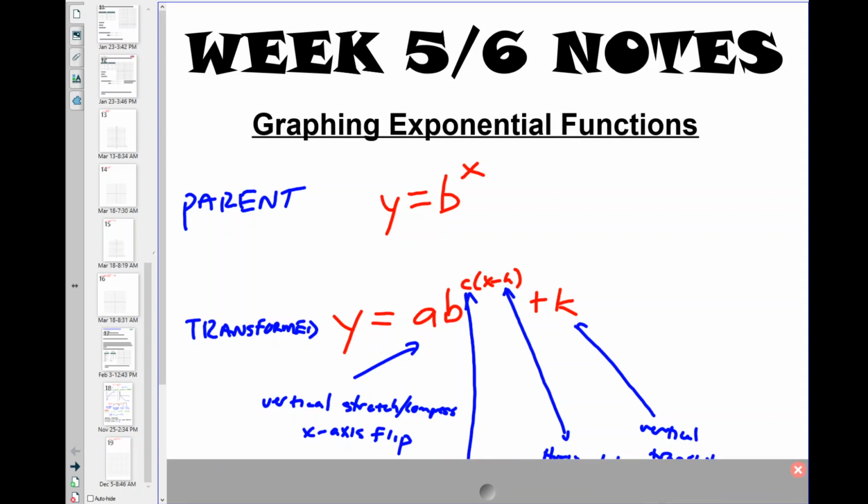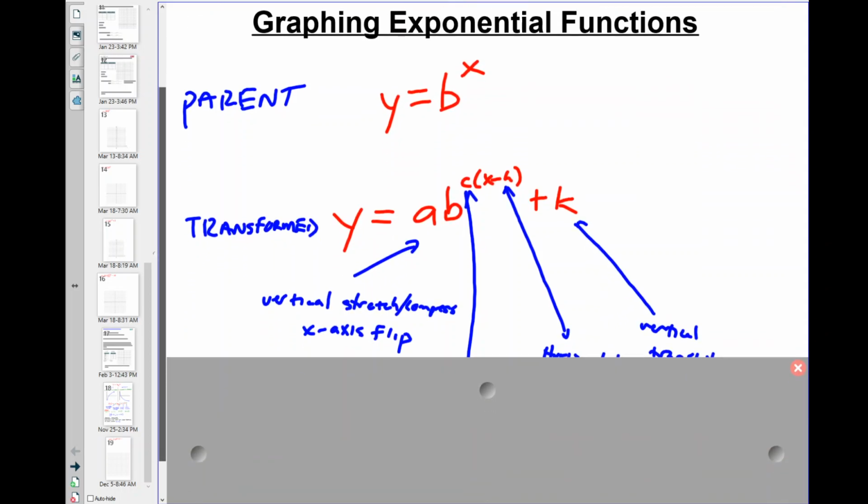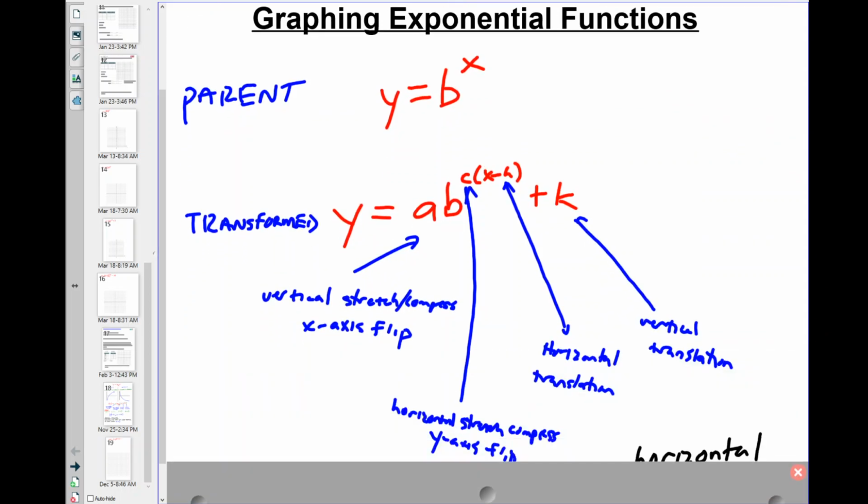The H is also going to be up in the exponent with the X, but it's adding or subtracting, and the K is off to the side, either adding or subtracting. The transformations are still in charge of the same thing. A still does vertical stretch and compress. A can still do an x-axis reflection. I put x-axis flip, it's a more layman's term, but C still does horizontal stretch and compress and a y-axis flip. H is for horizontal translations. K is for a vertical translation.